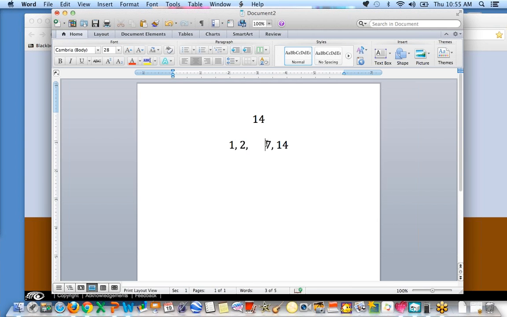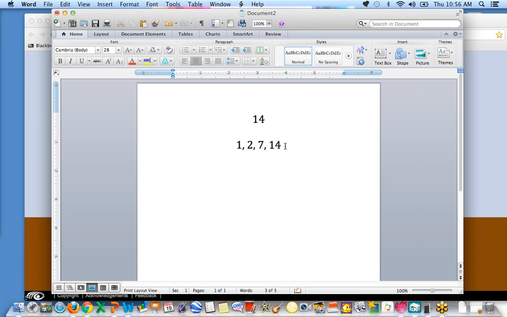So what do you guys think? Are there any other factors of 14? Type a yes or a no into the chat. That's correct, Jaden. There are no other factors of 14. I have them all listed here.